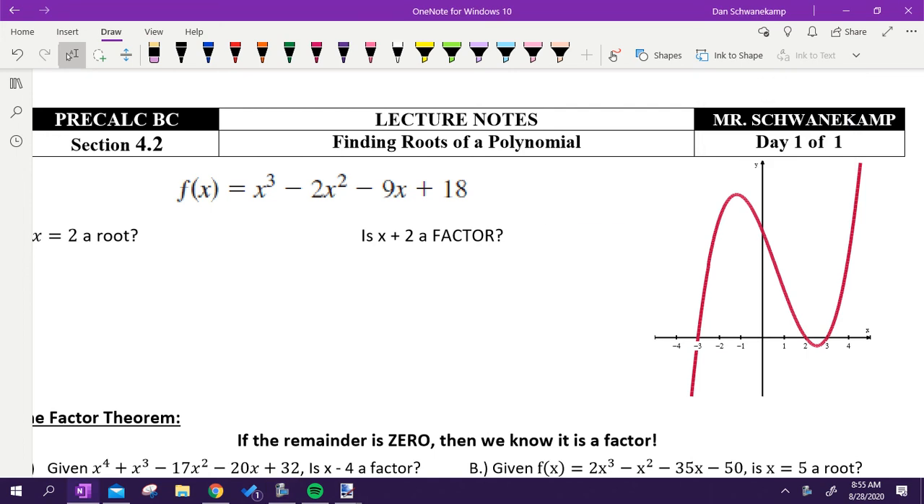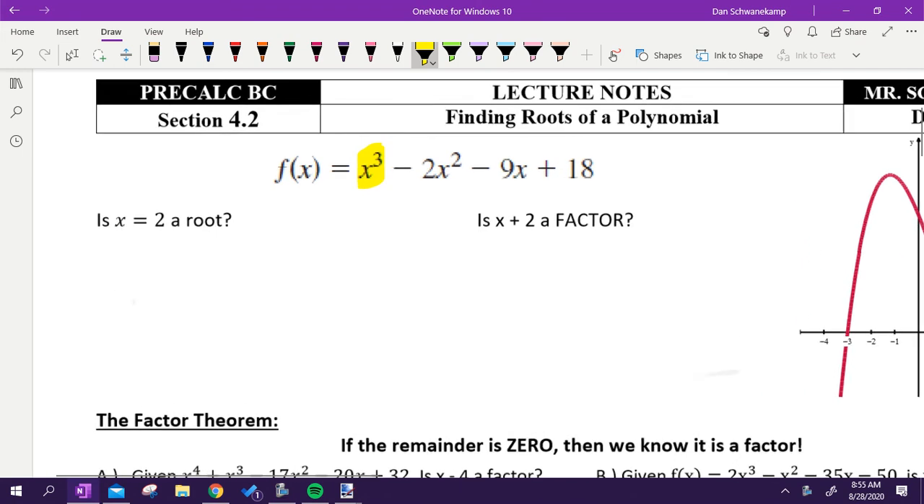All right, so today we're finding zeros of polynomials. Whatever your biggest exponent is, that's how many answers you're going to have. So in this case, it's cubed, there's 3 answers. If it's to the 4th, there's 4. If it's squared, there's 2.